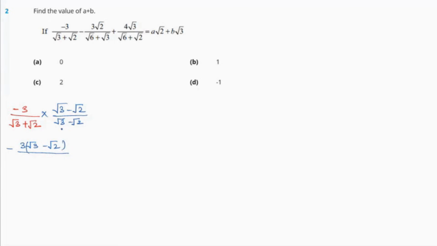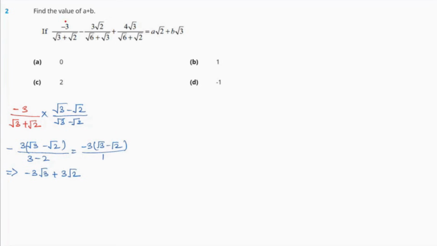Root 3 times root 3 gives us 3 only. Root 2 times root 2 gives us 2 only. So this will give us minus 3 times root 3 minus root 2 by 1. Okay. So if we want to solve it further, we can just simplify it and we can write it as minus 3 root 3 plus 3 root 2.